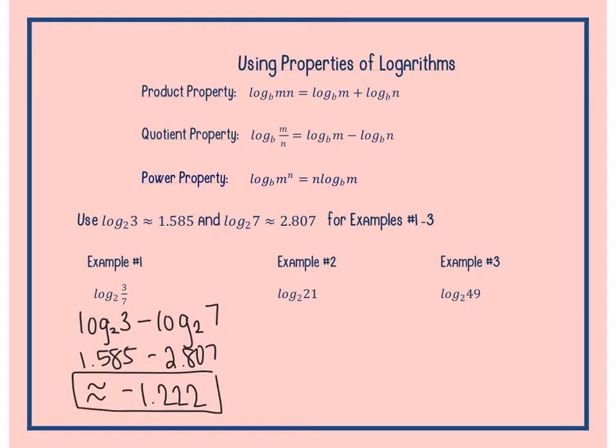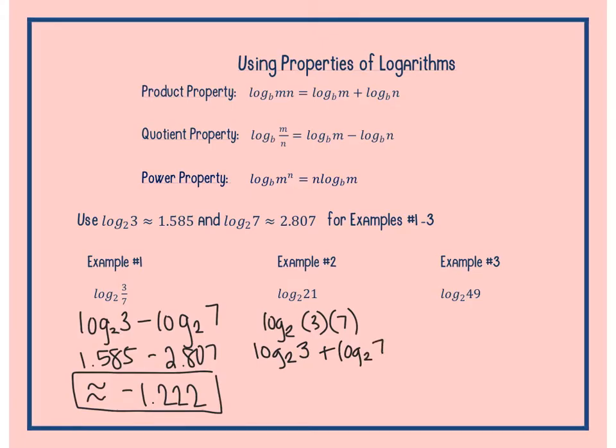Okay, the next one, log base 2 of 21. Well, remember, all they gave me was the 3 and the 7. How do I get 3 and 7 to turn into 21? Well, I can multiply them. So log base 2 of 3 times 7. Okay, so when I multiply 3 times 7, that is called the product property. So log base B of the first number plus log base B of the second number. So again, using the information they gave us, I'm going to first rewrite this as log base 2 of 3 plus log base 2 of 7.